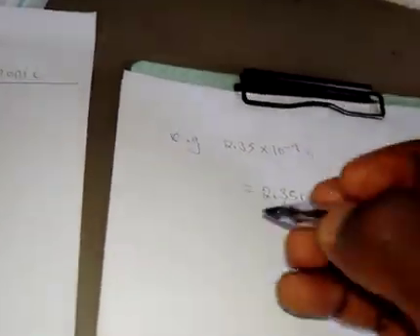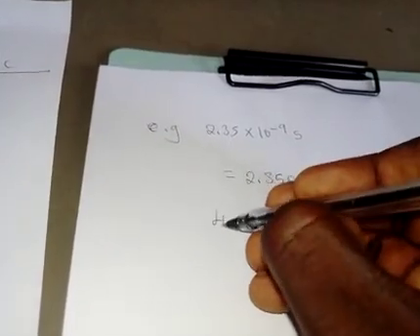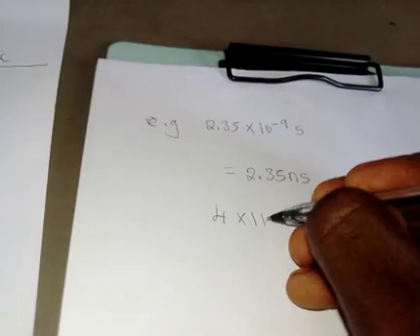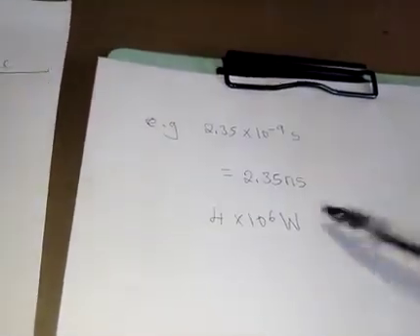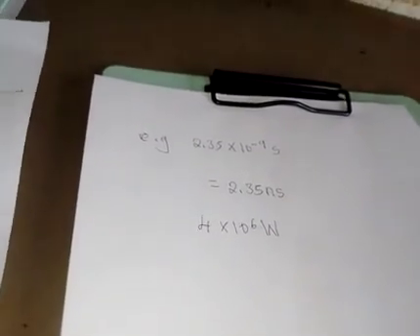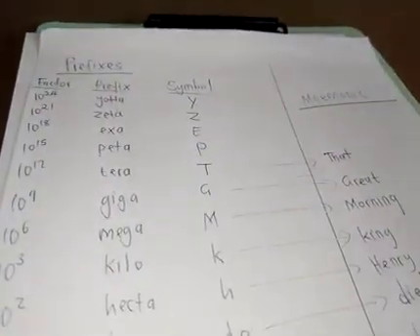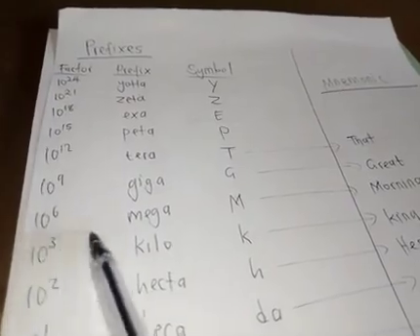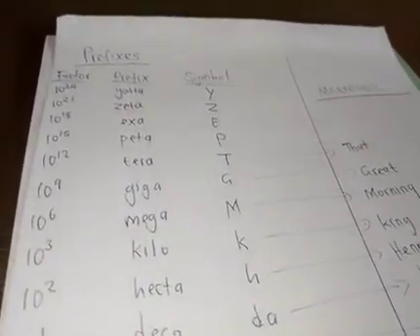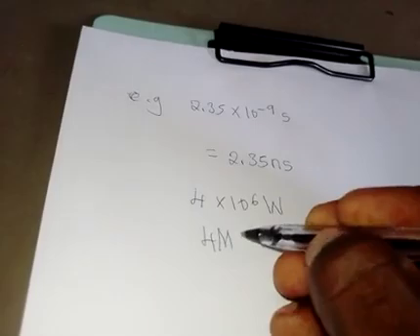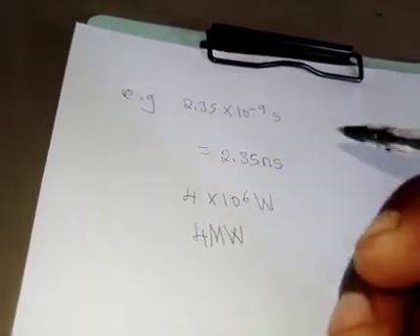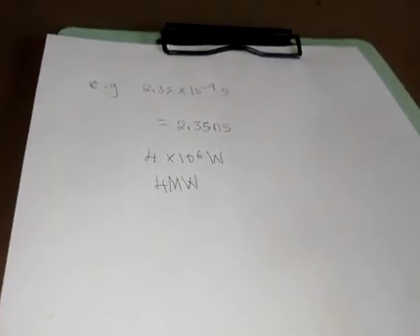Then what if we have 4 times 10 to the power 6 watts? We check 10 to the power 6. That's mega, M. So 10 to the power 6 should be replaced with capital letter M. So we have 4 megawatts, like that. These are simply illustrations.